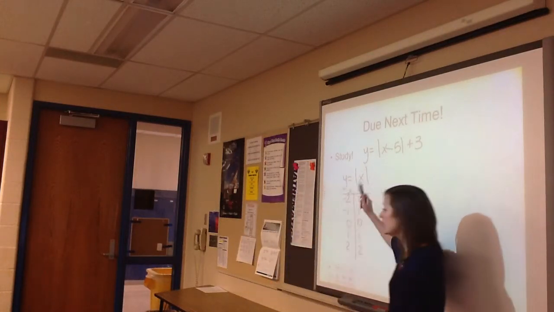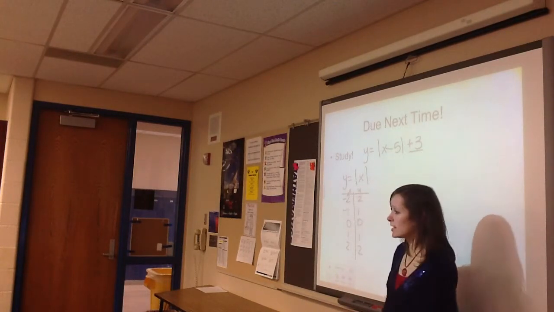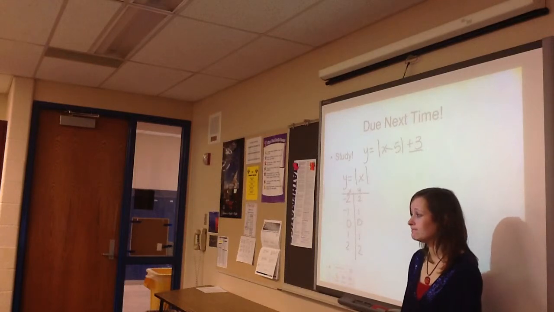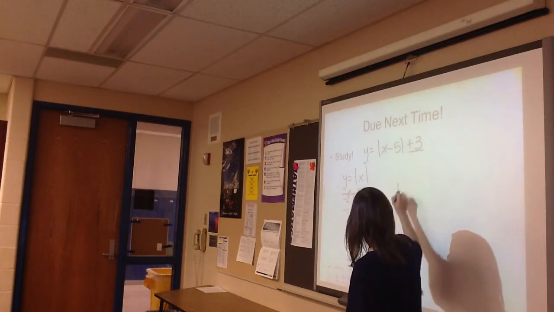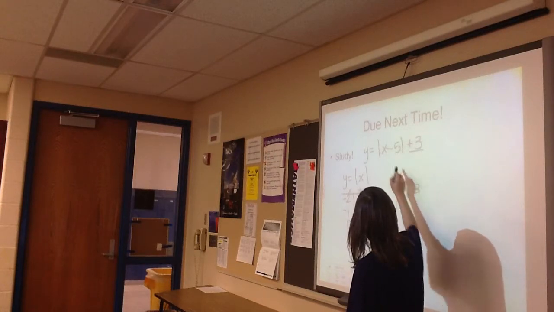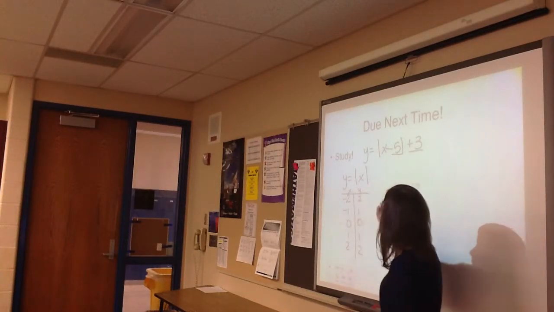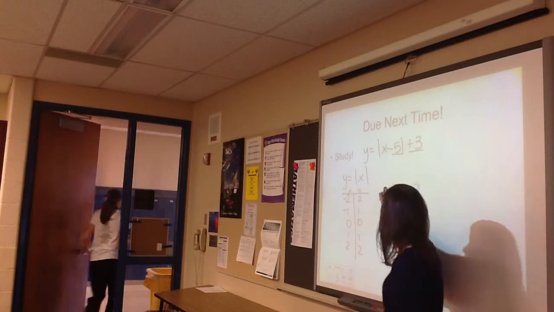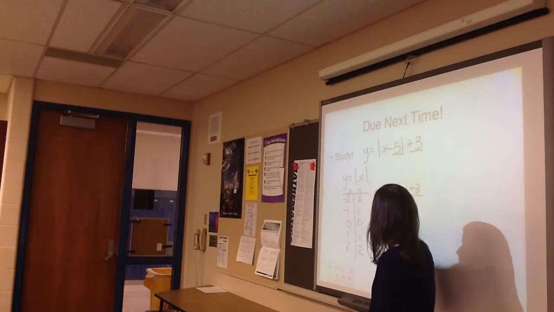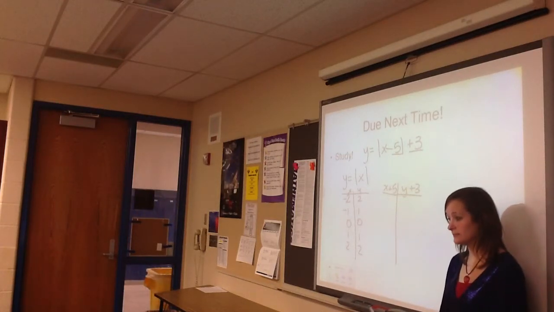So, from here, what does the +3 do? Does that change x or y? It changes y because it's outside of the little thing. So we're going to have y plus 3. What does the -5 do? And do we add 5 or subtract 5? We add 5. So both of them are changing in this example.